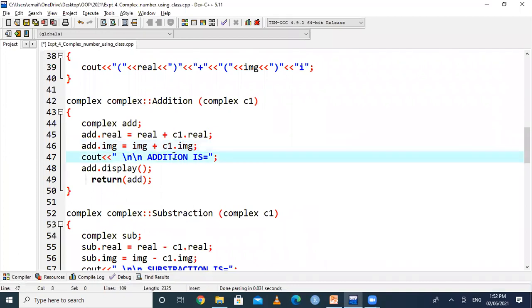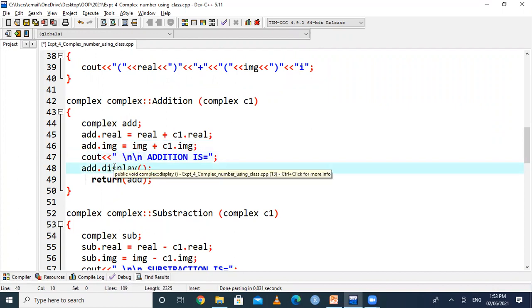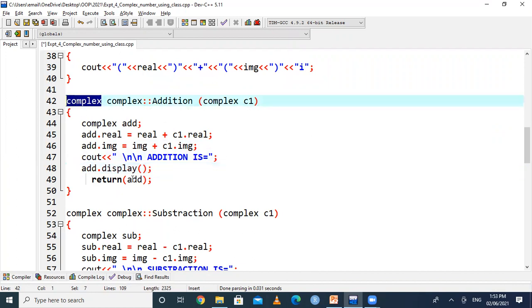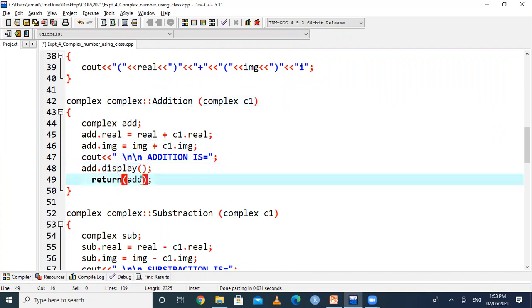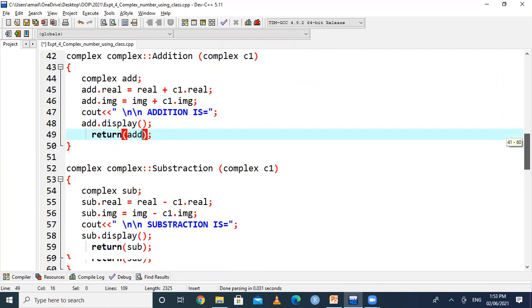And now I have to write a message like "Addition is", and then I call the display function because I want to display the output. Here the return type is complex, so we have to return that addition. The variable for that is a double d, so we write return in brackets a double d.